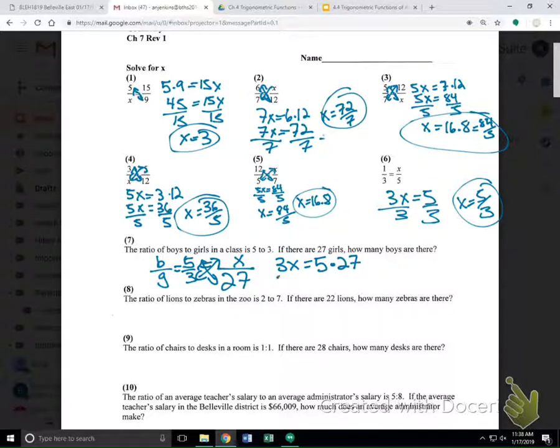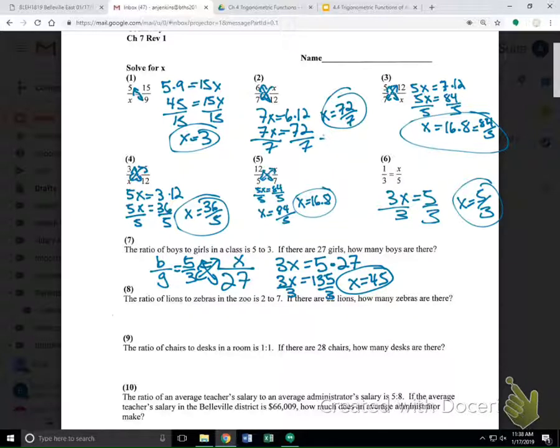2. So 135. Divide by 3. X equals? 45. So if there are going to be 27 girls, there's going to be 45 boys.